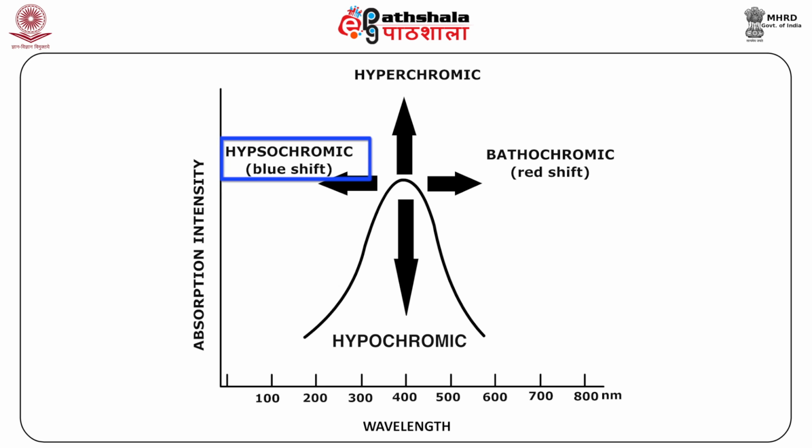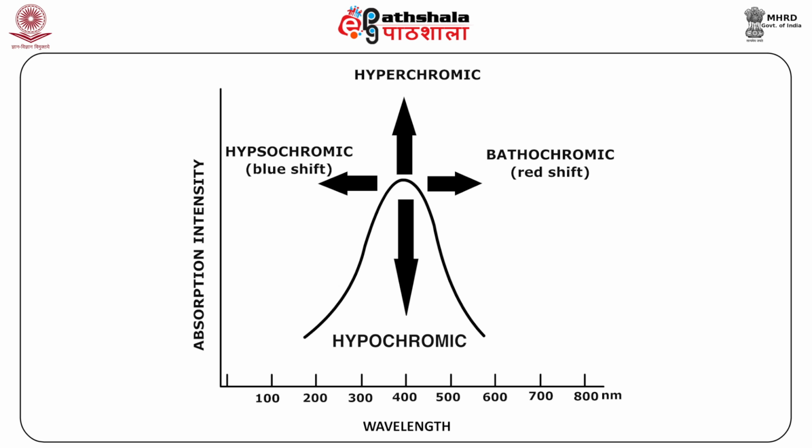Coming on to the hypsochromic shift or the blue shift, the shift of an absorption maximum towards the shorter wavelength or the higher energy is called hypsochromic shift. It may be caused due to the presence of an auxochrome or change in solvent polarity again. Because the blue color has a lower wavelength than the other colors in the visible spectrum, this effect may also be termed as the blue shift. This is clearly depicted in the figure shown.